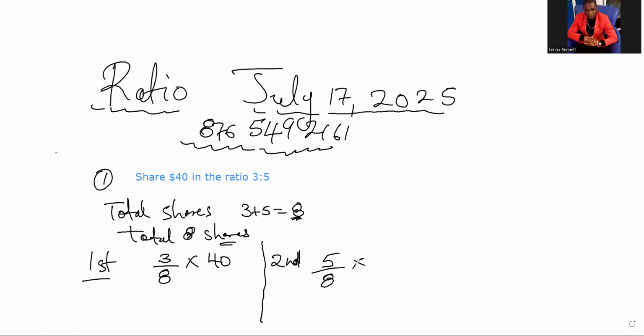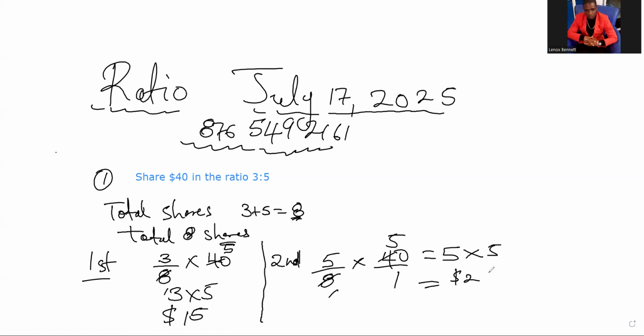So notice the whole is 8. And then we times it by 40. And then we can just do the maths. 8 into 40, 5 times. And we just multiply 3 times 5. So that will give us $15. And of course, for the second, it will be 5 times 5, which is 25. And remember, we said that the total should always come back, right? So add the 25 and the 15. I see a few students did that to get the $40.